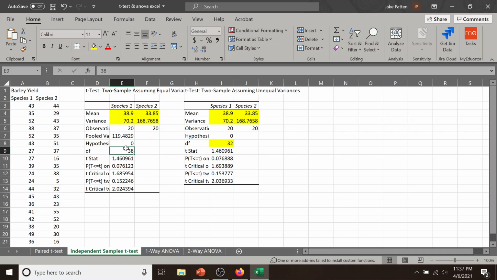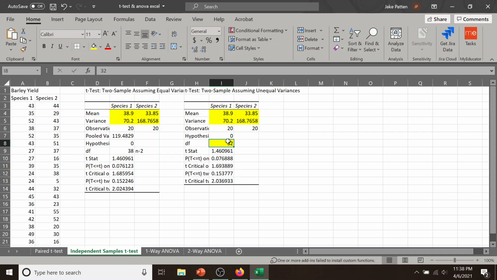Degrees of freedom of an independent samples t-test is usually n minus 2. We have 20 observations in each group. 20 plus 20 is 40. 40 is our n. Minus 2 is 38. But what we're doing to account for unequal variances here is we're changing the degrees of freedom. And that's why over here it's 32.